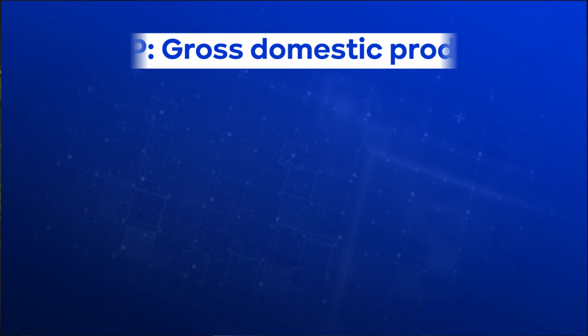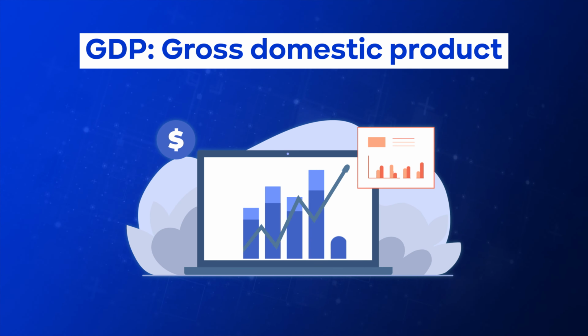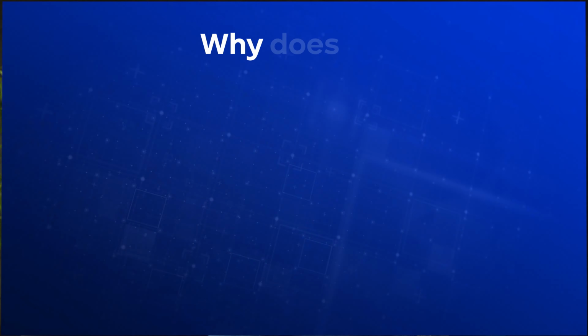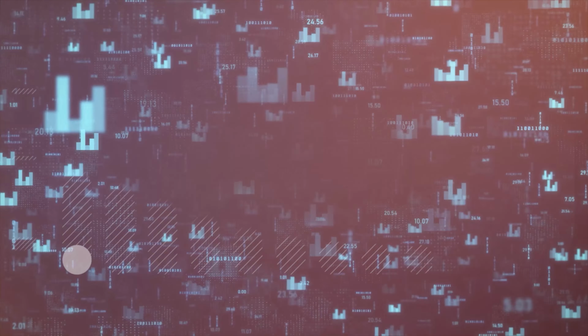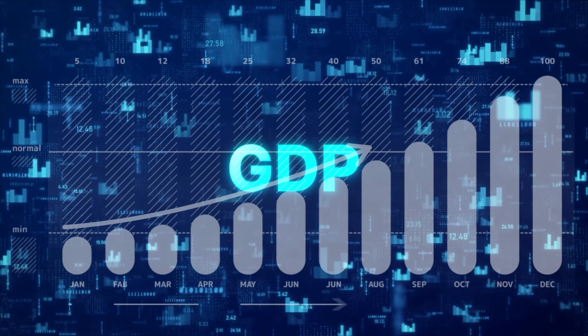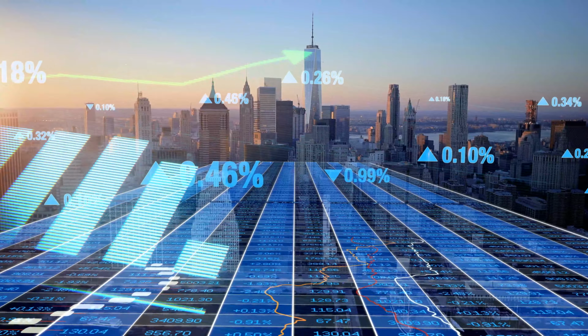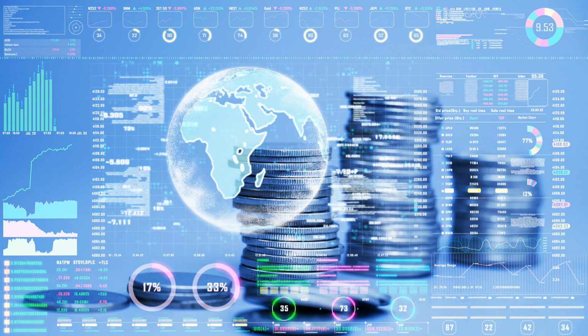First up, GDP, Gross Domestic Product. Think of GDP as the total value of everything produced in a country over a specific period, usually a year. Now, why does this matter for traders? When GDP is growing, it signals a strong economy. Businesses are making money, people have jobs, and generally there's more cash flowing around.